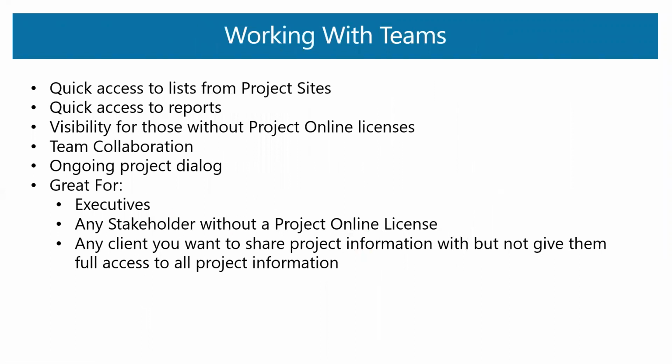So working with project sites is really geared towards people who have a license for Project Online, and anyone who's part of that project team has access to that site by default. When it comes to working with Teams, one of the things you're able to do is gain very quick access to any of those lists from your project sites. Remember I said that you can track your risks or your issues. Well, you can make those visible within Teams, and you can actually go in and add issues and risks and track them and update there as well.